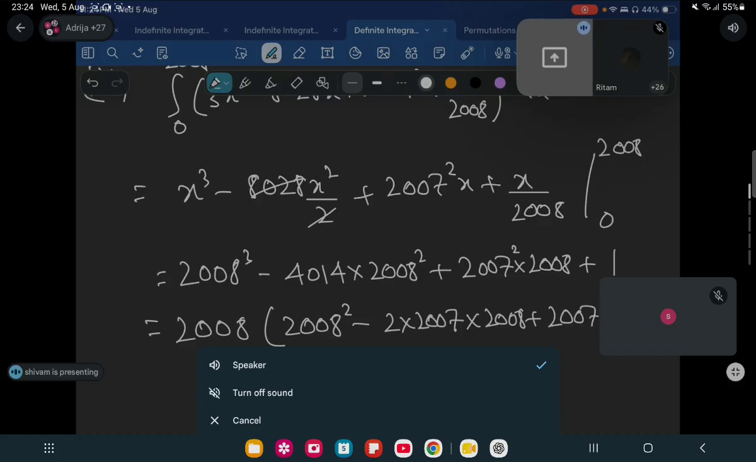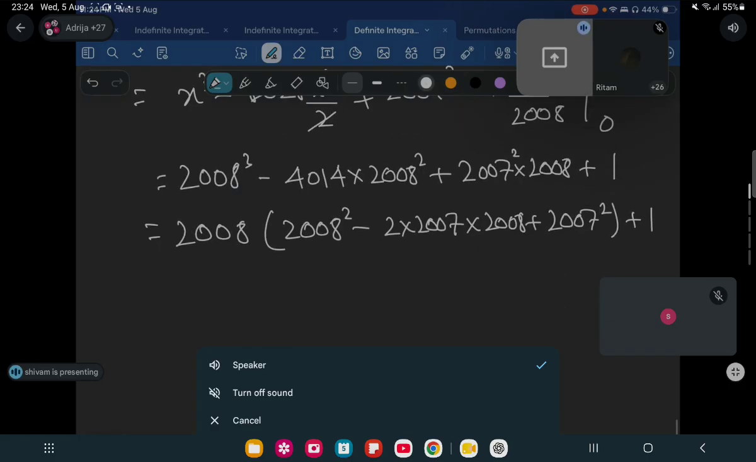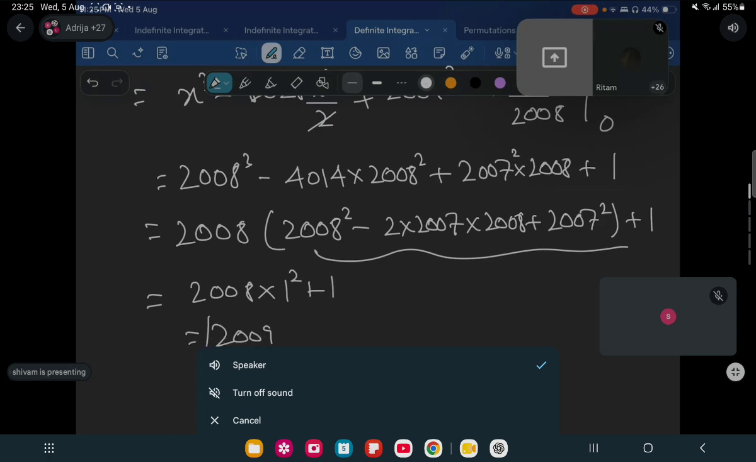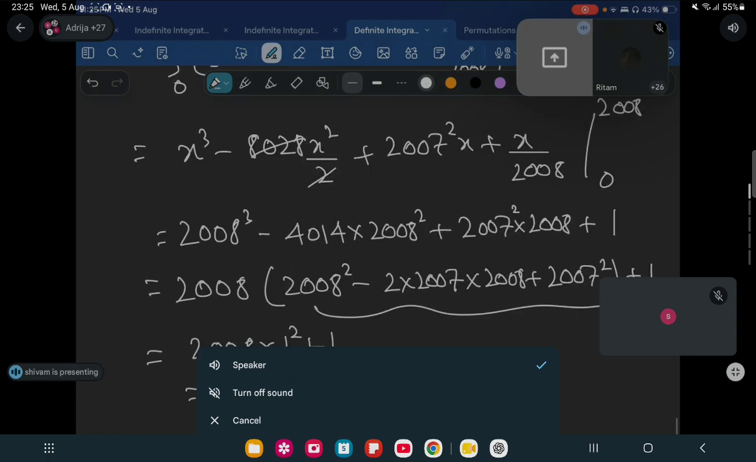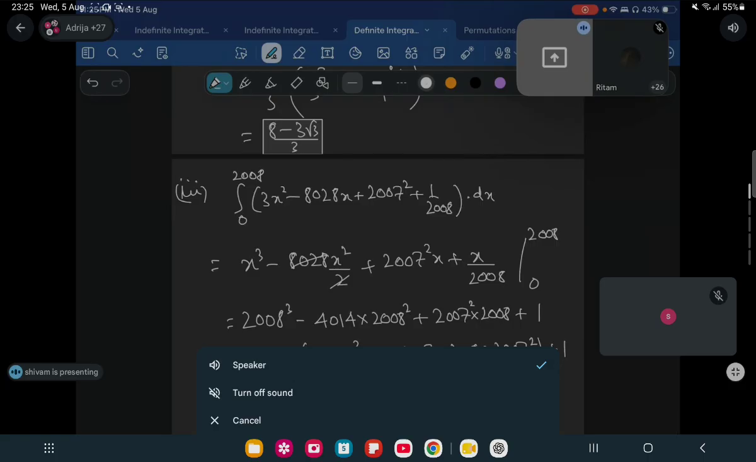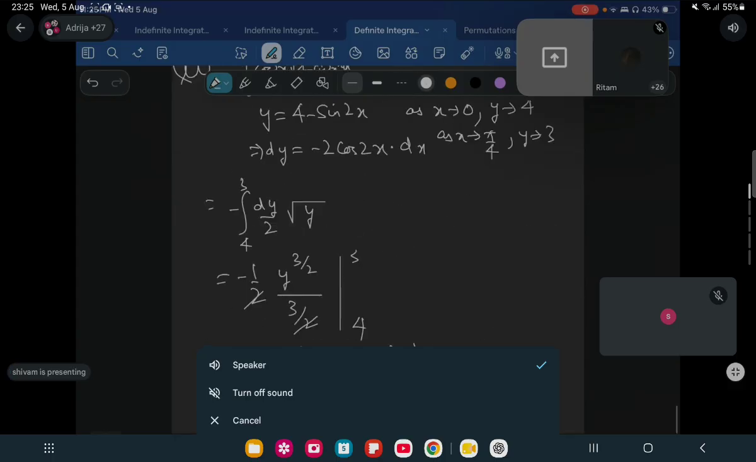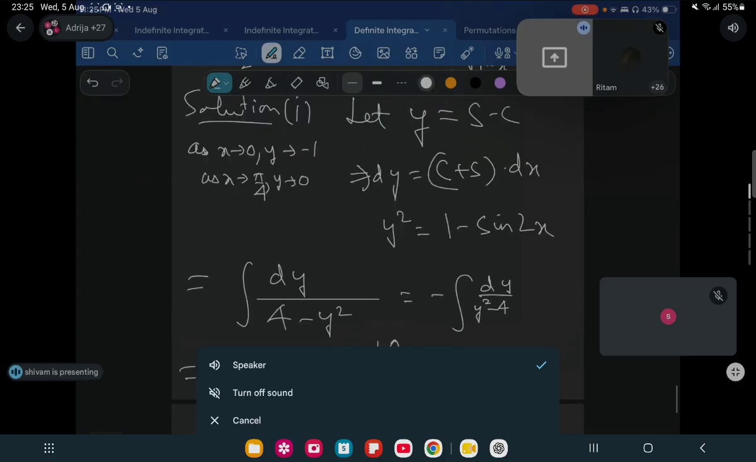Oh, so it becomes a perfect square, everyone. Are you people able to understand? See, this will become 2008 into 1 square plus 1, which is 2009. Tell me. Anyone having any doubt, you can ask me now. Part 3. I hope it is clear to everyone. Next, quickly solve part 4 and part 5.